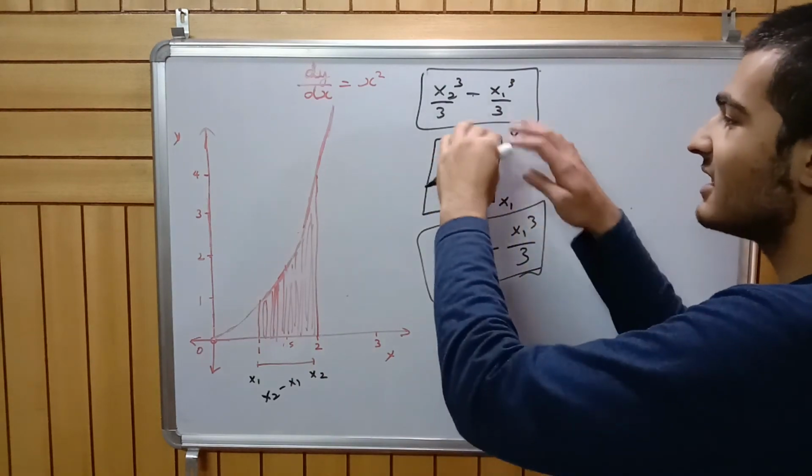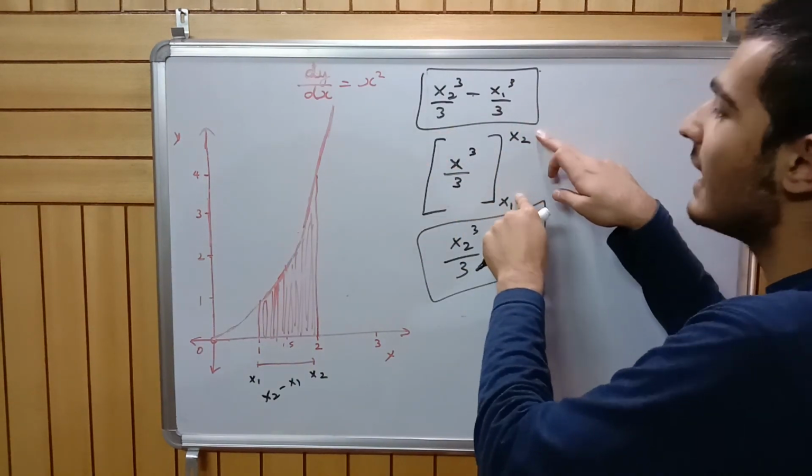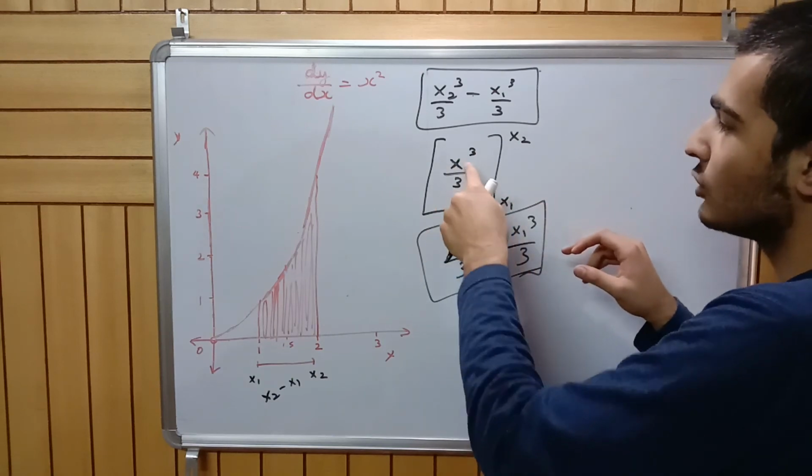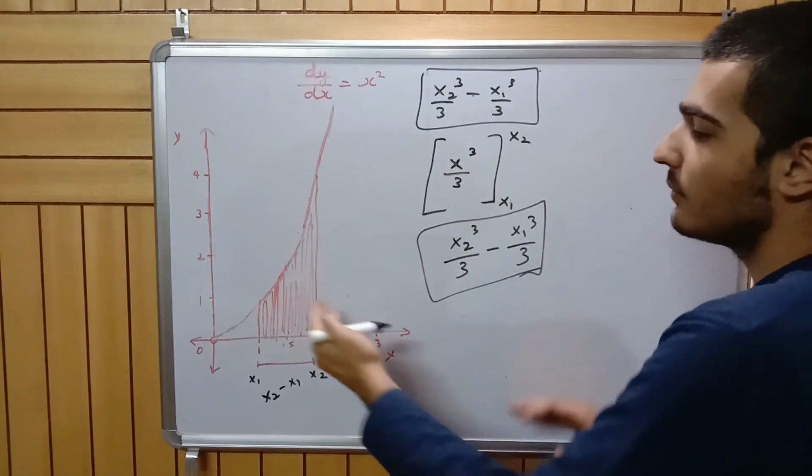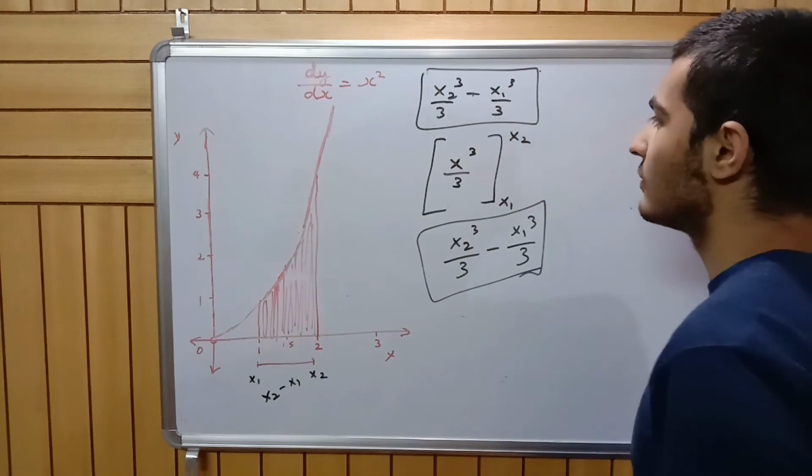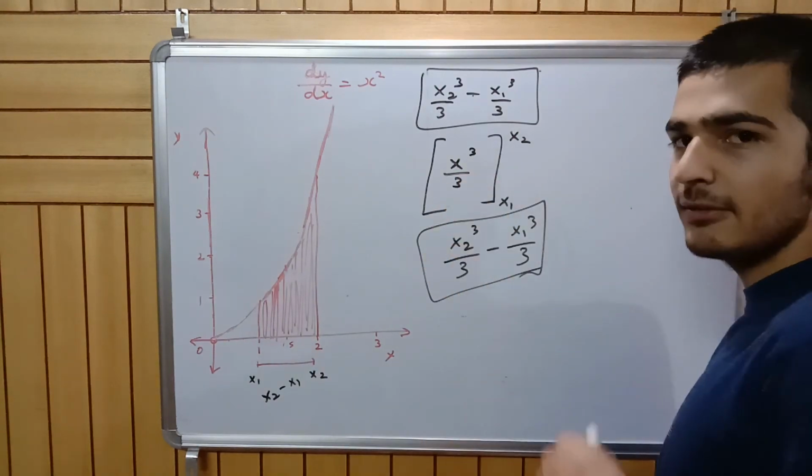So this is the general way. You can just put those two numbers here, and then by plugging those two numbers in, I can find the area between any two boundaries. So keep this in mind, and we'll continue in the next video.